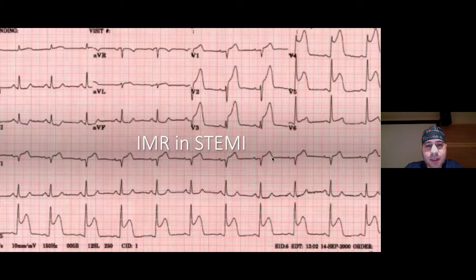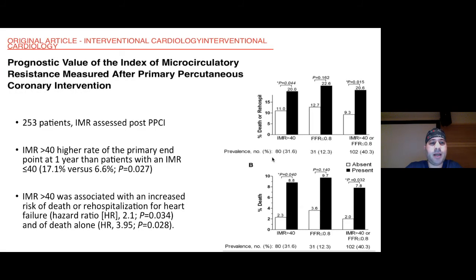This is the last topic I'm going to be talking about, the use of IMR in STEMI. We know that patients with coronary artery disease develop coronary microvascular dysfunction, but what about in the acute phase? This study was published about five to six years ago, looking at the prognostic value of IMR measured after primary percutaneous coronary intervention, and they had 253 patients with their IMR assessed post-primary PCI.